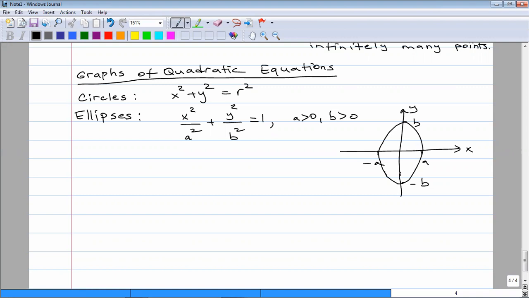So if a equals b, it makes a circle again, because this time, let's say a equals b, then we're multiplying the sides with 1 over a. You can say any circle is also an ellipse. But not all ellipses are circles.